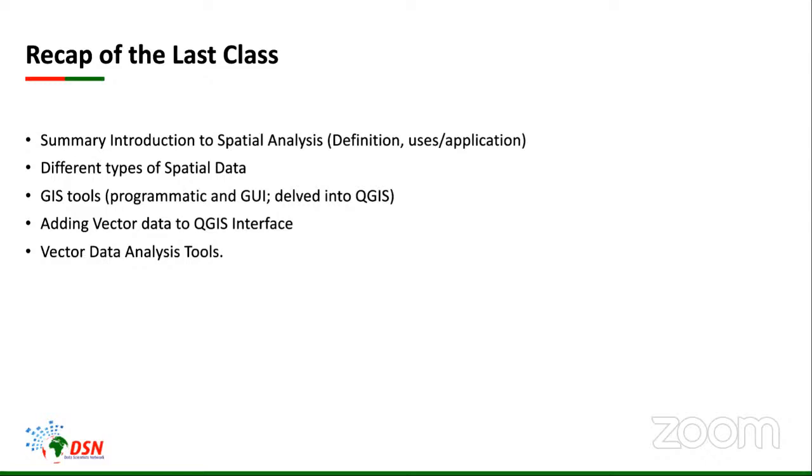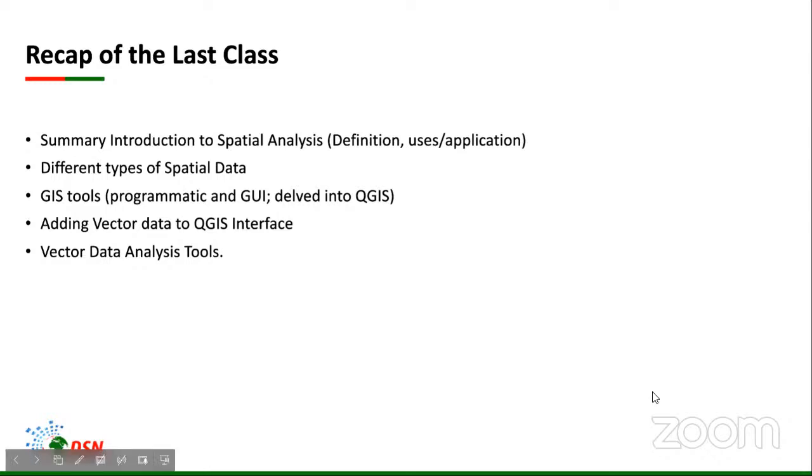Then we moved into different types of spatial data, where we have the vector and the raster data, and we also showed how to use vector data to clip, preprocess, and analyze the data.